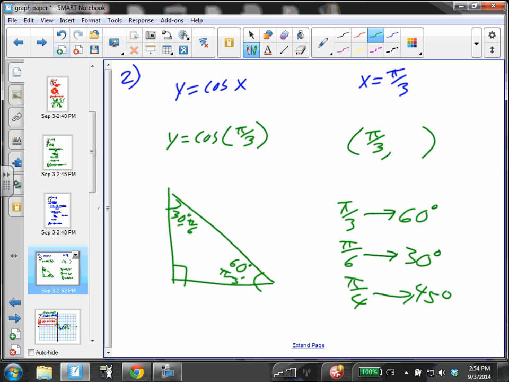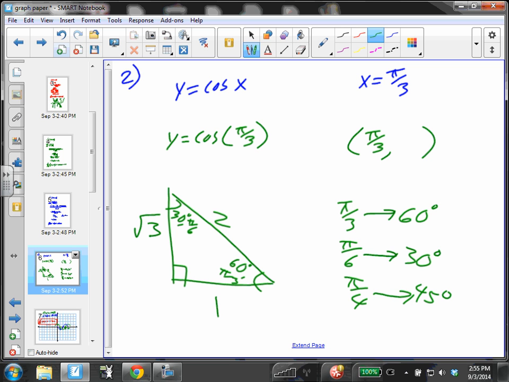Now the sides of a 30, 60, 90 triangle, right? Opposite the 30 goes a 1. Opposite of the 60 goes a square root of 3, and the hypotenuse is 2. Got to remember these special right triangles.